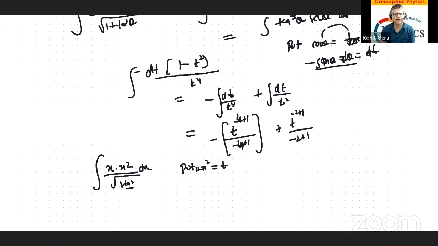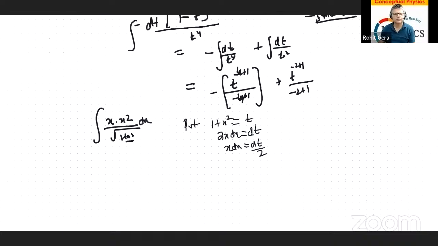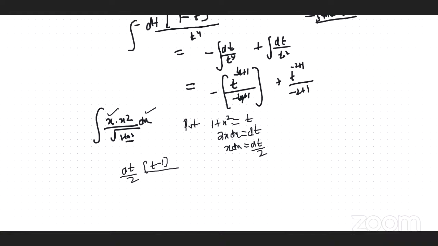Okay, let me write it neatly. Put 1 plus x square is equal to t. So 2x dx is equal to dt. So x dx is equal to dt by 2. Right? So this x and dx becomes dt by 2, and x square becomes t minus 1. This becomes under root of t.